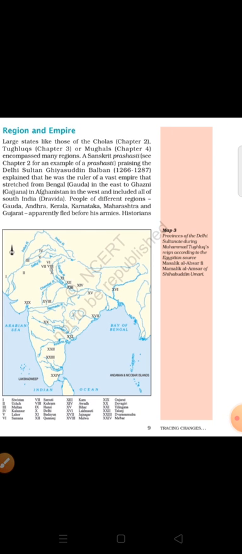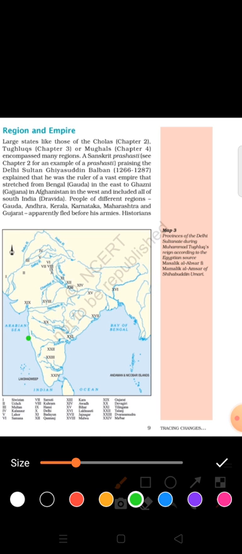So we are learning the same things. Now, region and empire. Large states like those of the Cholas, which we learned earlier in chapter 2, the Tughlaqs in chapter 3, and the Mughals in chapter 4, encompassed many regions. Sanskrit prashastis, for example the prashasti praising Delhi Sultan Ghiyasuddin Balban, claimed that he was the ruler of a vast empire that stretched from Gauda in the east to Ghazni, called Gajjan, in Afghanistan in the west, and included all of South India, called Dravida.